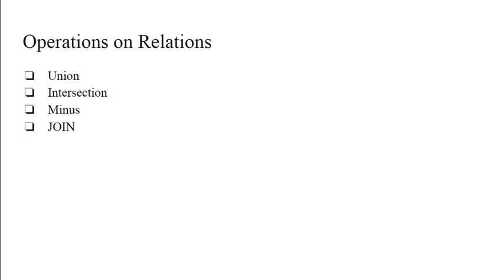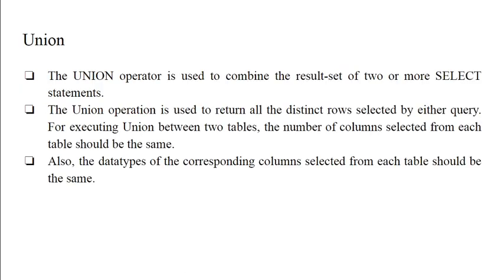Good morning, children. Let us start our next topic in database, that is operations on relations. The different operations performed on tables are union, intersection, minus and join. Let us see the first type of operation, that is union.